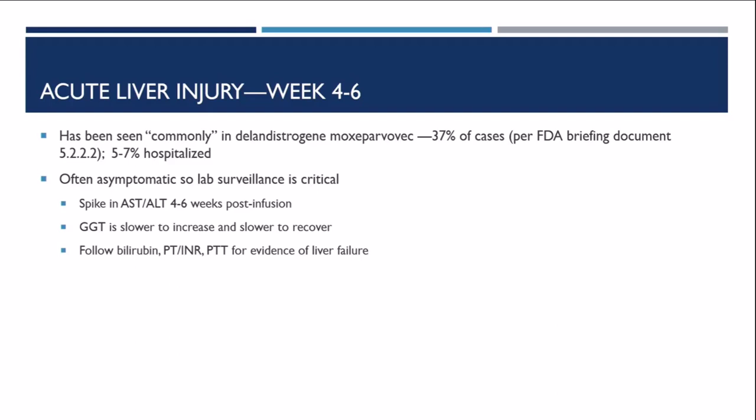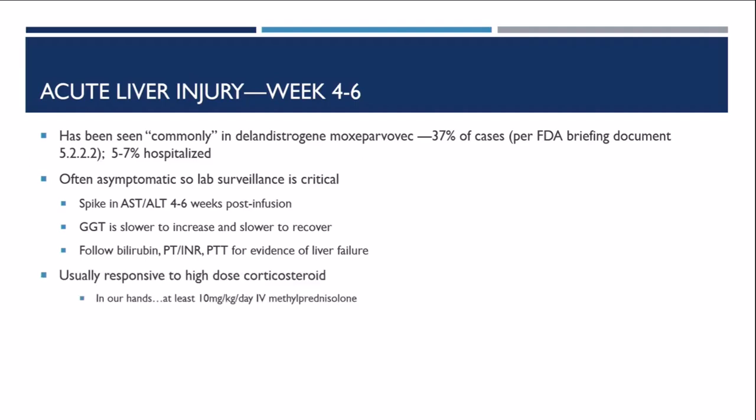So if you know those baseline numbers and following them, it's okay. The GGT also responds, but it's slower to onset and slower to recover in our experience. We also follow bilirubin levels, PT, PTTs for synthetic liver failure as well, which can happen. These are usually responses to high-dose corticosteroids.